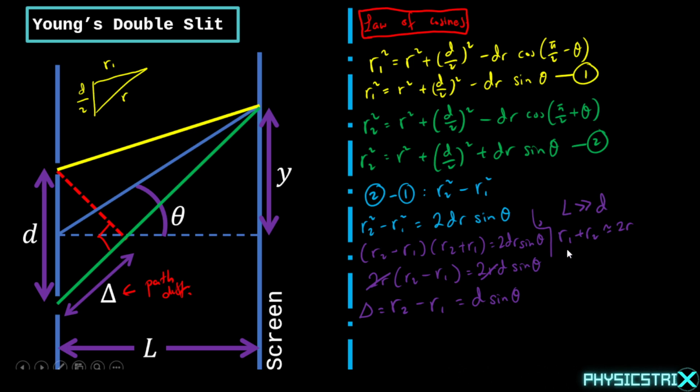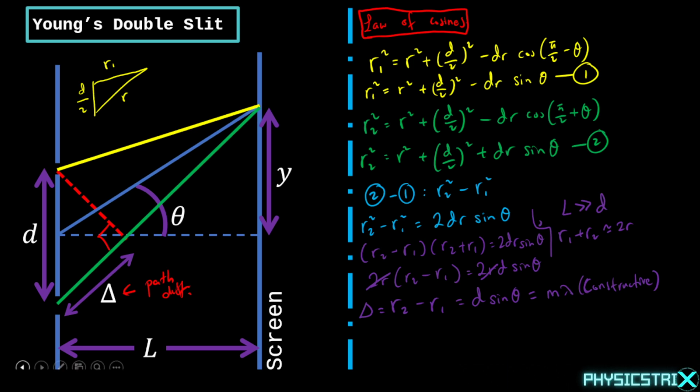And we can make this simplified assumption, or this assumption that actually simplifies our calculation. So if this d sine theta is equal to m lambda, then I will have constructive interference. If it's m plus half, it's going to be destructive.